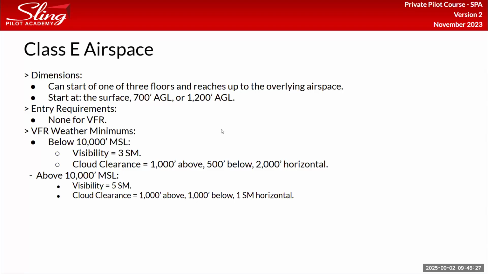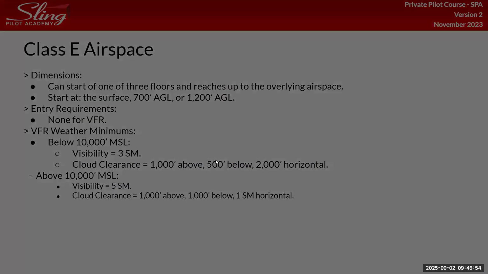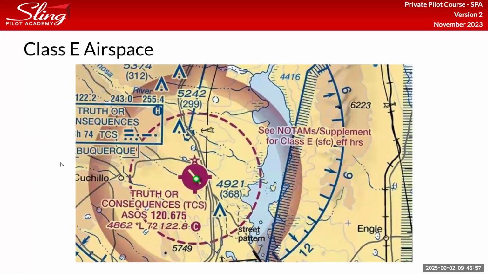I'll give you like 30 seconds to write the rest of it. Remember at this point, if cloud clearance like this, 1,000 above, 500 below, 2,000 horizontal, it's all the same. So just write 152. You'll remember 1,000 above, 500 below, 2,000 horizontal. It always goes above, below, horizontal. And visibility is 3 versus 5 if you're above 10,000. Okay? Moving on.